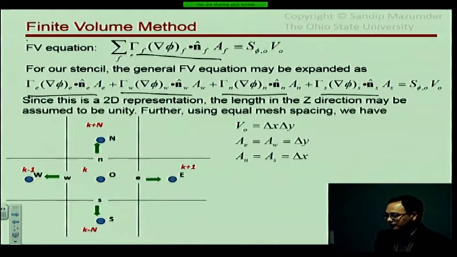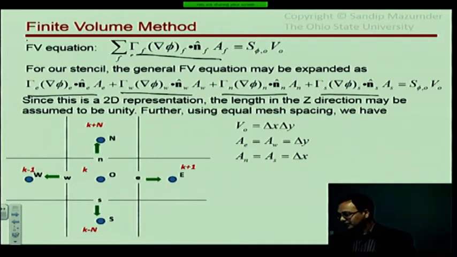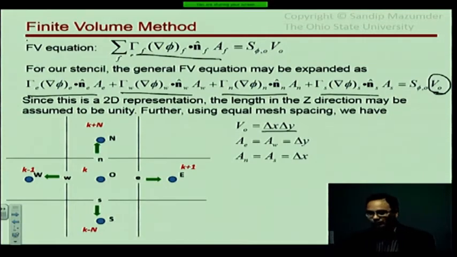So here's our stencil. Let's look at each of the individual terms in that equation. We start with this guy on the right hand side, volume. Volume is nothing but delta x times delta y for that particular control volume. Area of the eastern face, which we have in that term, all these areas.